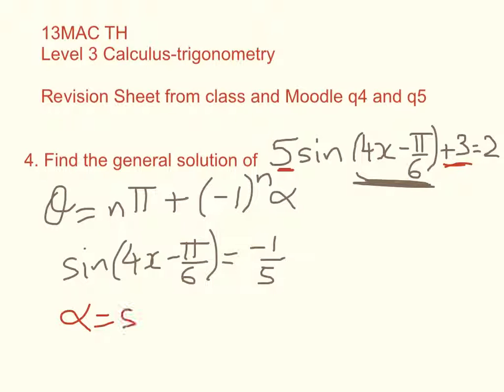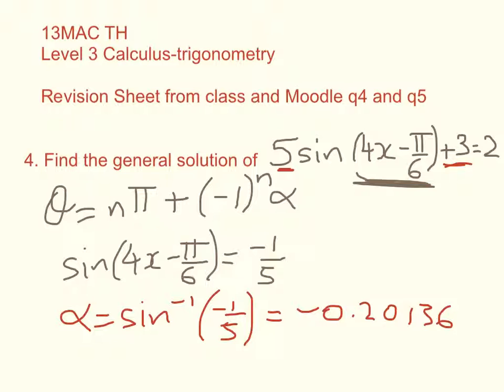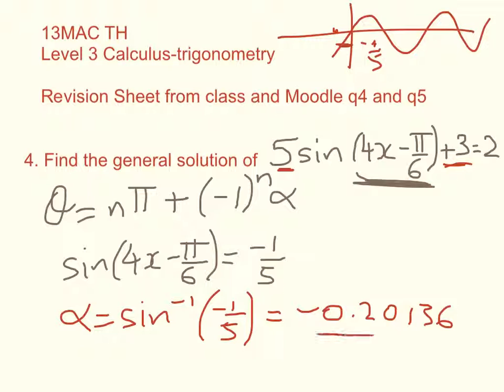So alpha is equal to the angle whose sine is negative 1/5. That works out to be negative 0.20136. Now if you're thinking about where that's coming from, here's your sine curve, basic sine curve with no transformations, and it's saying what is the value here that will give me the sine of an angle is negative 1/5? And it turns out to be negative 0.20136. So that's our alpha, and we're going to use that in our general solutions formula.